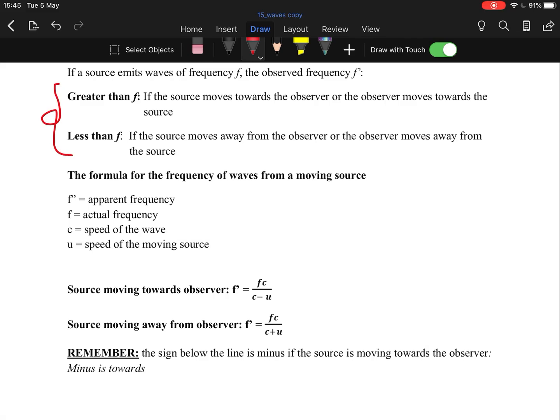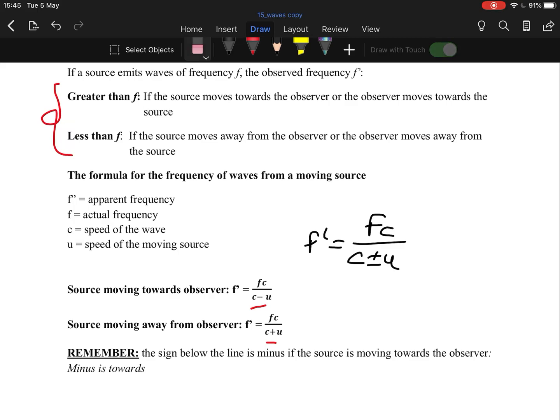If the source, your apparent frequency, appears larger than the actual frequency, it's moving towards you. And if the apparent frequency is less than the actual frequency, it's moving away. All right? So what happens then is in the log tables, the equation you get is F dash equals F C over C plus or minus U. You have to decide whether it's minus or plus.